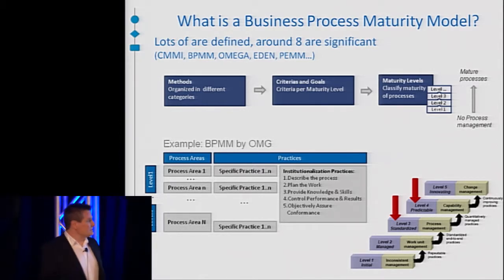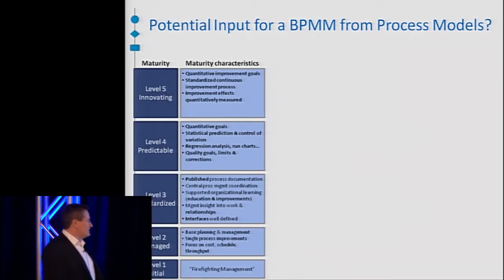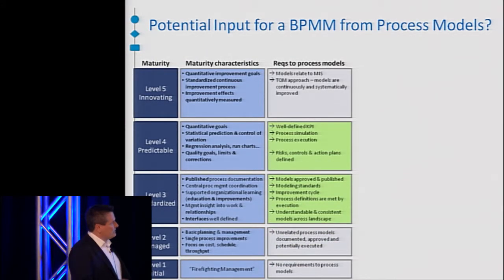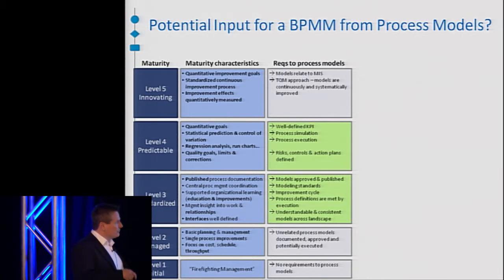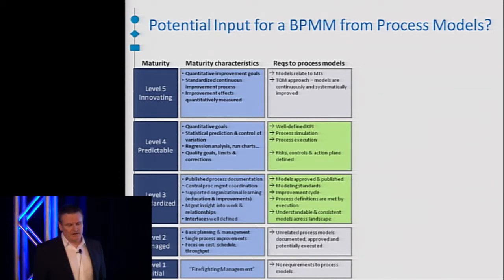Once we are here, we probably have good input from these process models, because process models are at the center of all the analysis we do today in such companies. So again, the maturity levels for a model, the maturity characteristics. And if you go to levels 3 and 4, the question is, how can I get input for those levels from process models?